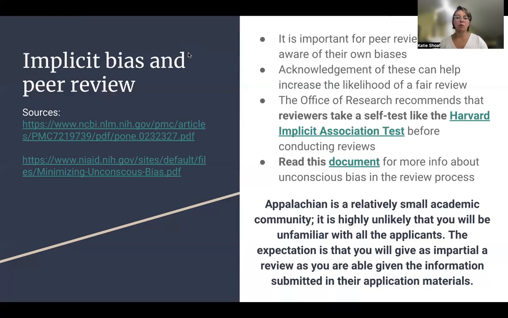The other reason that this is important is because Appalachian is a small academic community. It's unlikely that you will be totally unfamiliar with all the applicants in your pool, but we still need you to review these proposals. And we expect that unless there is a familial connection or that you are directly involved in the project that they're proposing, you're still going to be able to provide as fair a review as possible from a neutral scholarly perspective, again, to the extent that it's possible. There is a high likelihood that you will be reviewing proposals from people that you know, either professionally or personally, or maybe both.